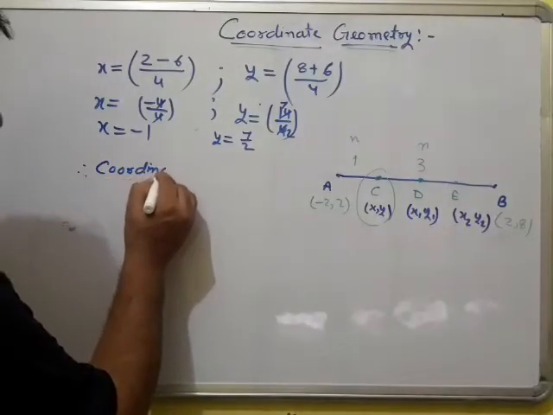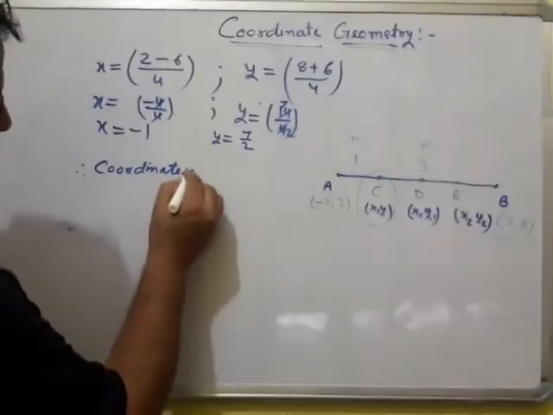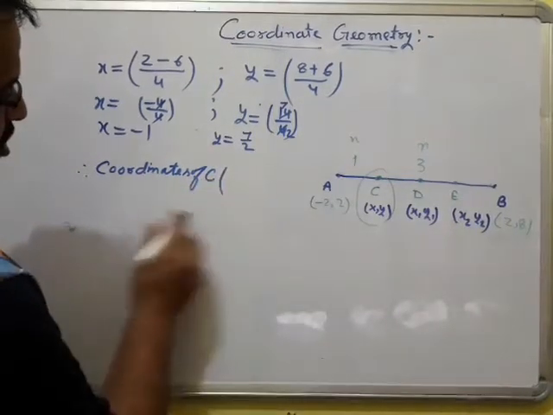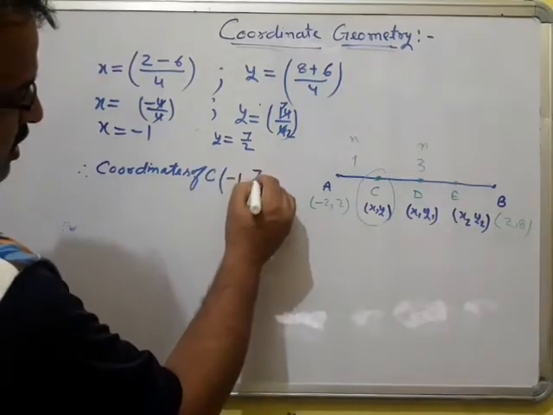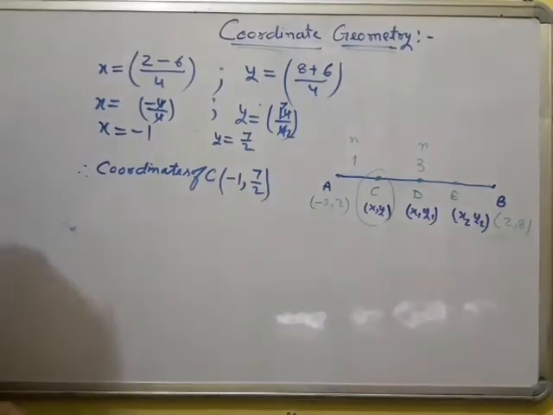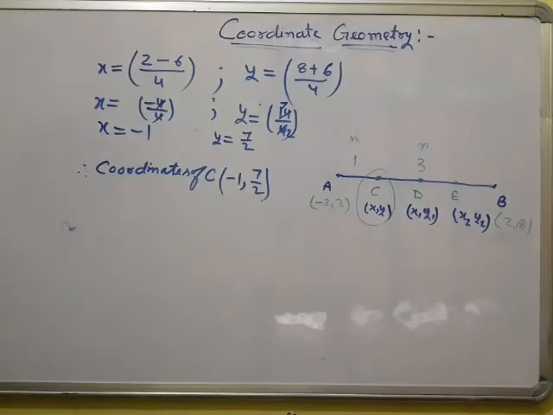Coordinates of C. C की coordinates क्या होंगे? X is -1 and Y ordinate is 7 by 2. This one. Clear? Now let's see the second part. Find the coordinates of point D.